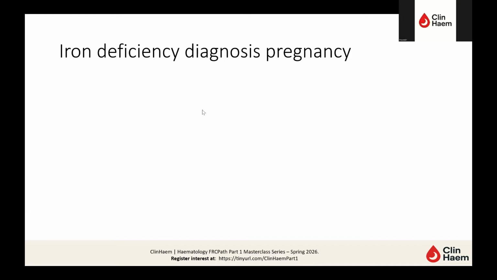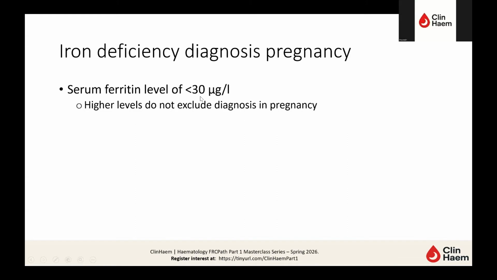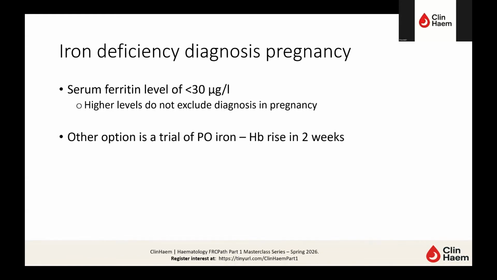So guidelines suggest if the ferritin is less than 30, that's iron deficiency, you treat it. But higher levels do not exclude it, and you try to get some idea from history and blood film and other things, but nothing is specific or sensitive for pregnancy itself, you just have to make a clinical call. The other option is just to try a trial of oral iron, and the Hb should rise in 2 weeks if this is purely iron deficiency.